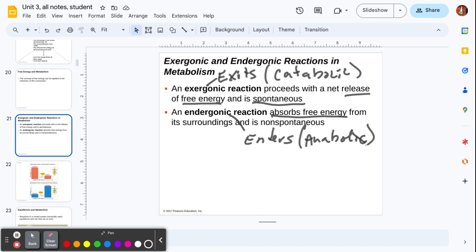So absorbs, and it is not spontaneous. It is non-spontaneous. In other words, it won't happen on its own unless you jumpstart it, unless you do something to get it going. Okay.